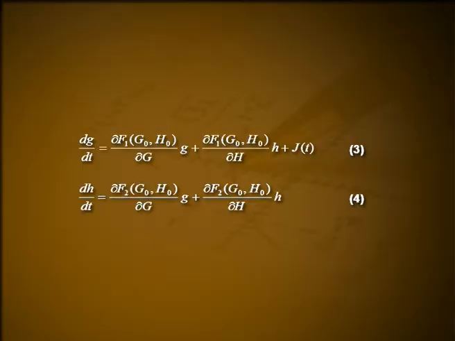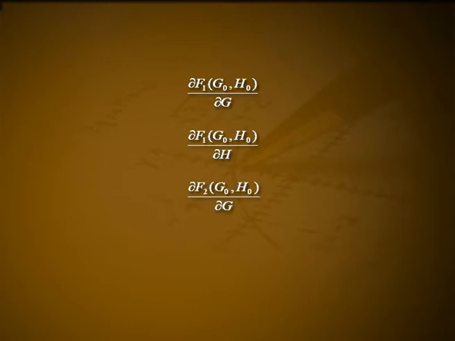Hence, assuming that g and h deviate only slightly from g₀ and h₀, and therefore neglecting the terms E1 and E2, we see that dg/dt = ∂f1(g₀,h₀)/∂g · g + ∂f1(g₀,h₀)/∂h · h + j(t), and dh/dt = ∂f2(g₀,h₀)/∂g · g + ∂f2(g₀,h₀)/∂h · h.